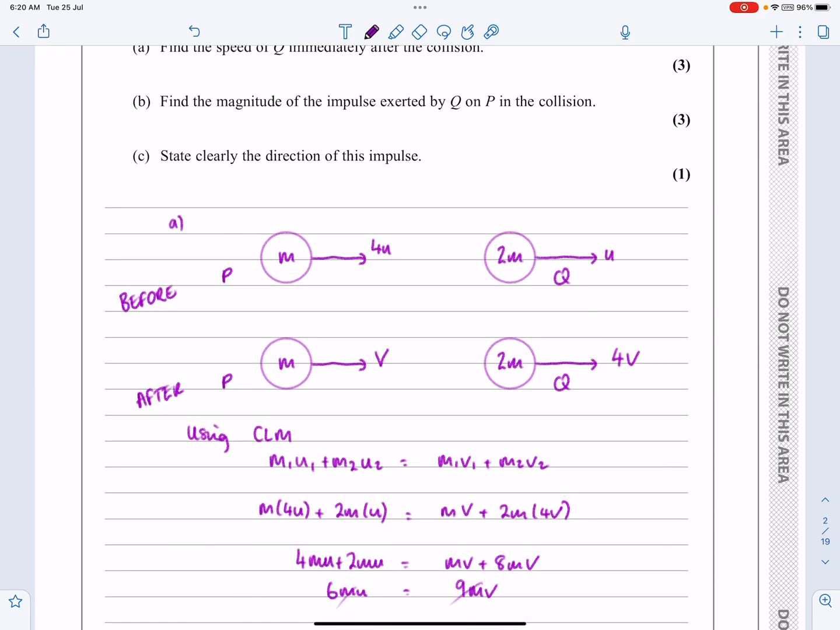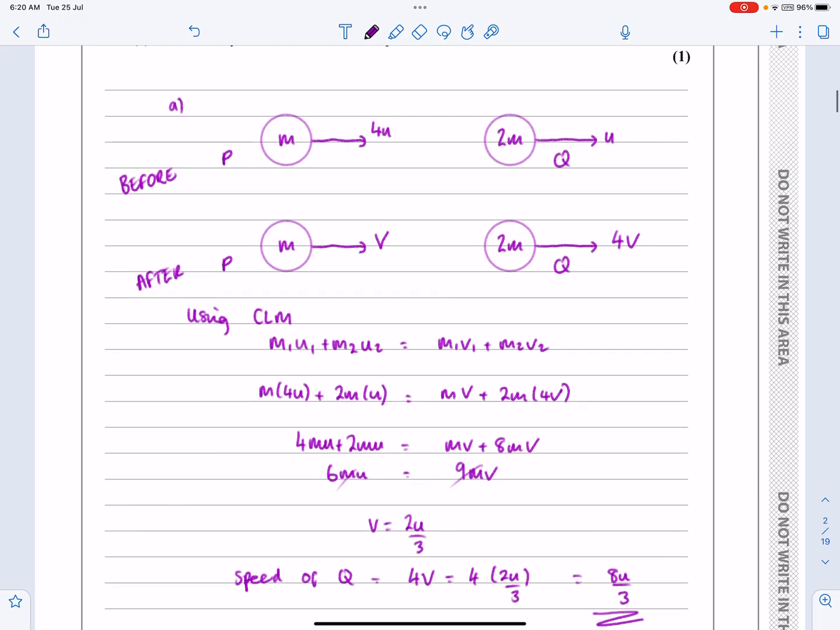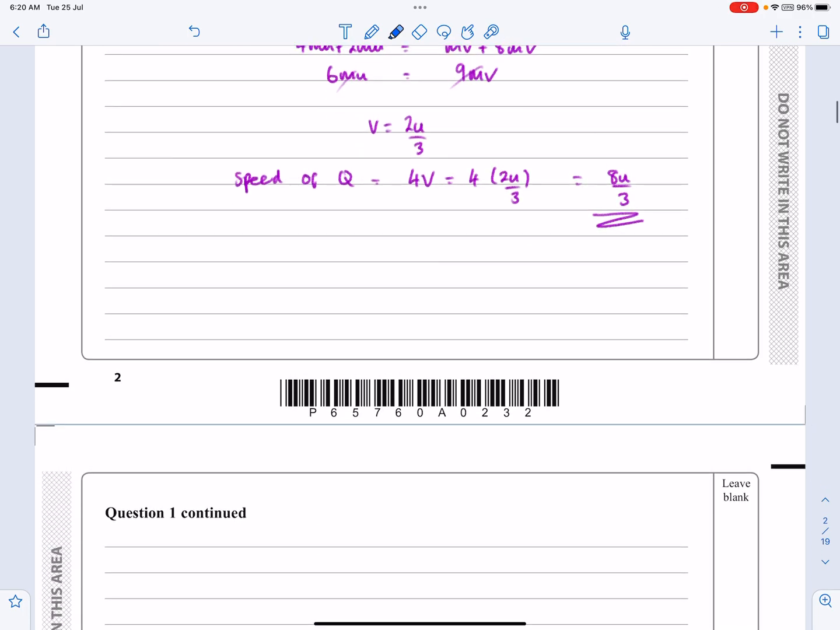Now it says find the magnitude of the impulse exerted by Q on P in the collision. We remember that the magnitude will be the same if it was exerted by P on Q. It doesn't matter which way round you do it. One might be the negative of the other one. They want the magnitude anyway. So I'm going to consider that particle there when I'm doing it. I could just as easily, in this case, because we've got all the information, have done it with that one there. Sometimes the question will define which of the particles you're actually looking at.